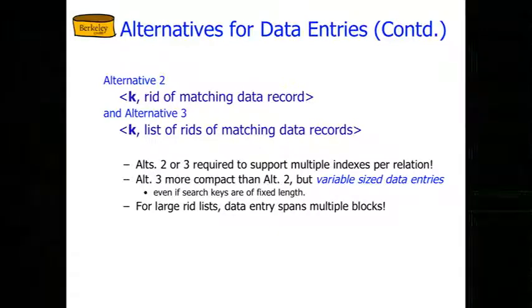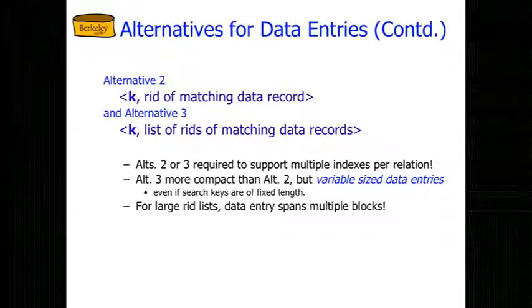Alternative 3 takes up a little less space than alternative 2 because you store each key exactly once. In alternative 2, you store each key as many times as there are records with that key. So if the last name Wu is very popular, you'd have it copied over and over in alternative 2, whereas in alternative 3, you'd say Wu, comma, list of IDs associated with it.